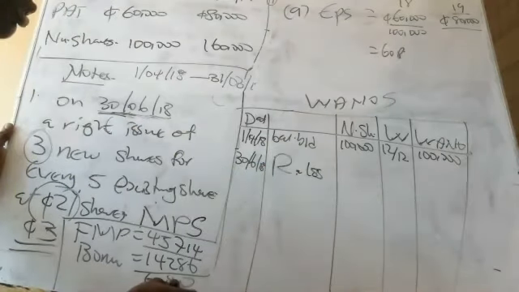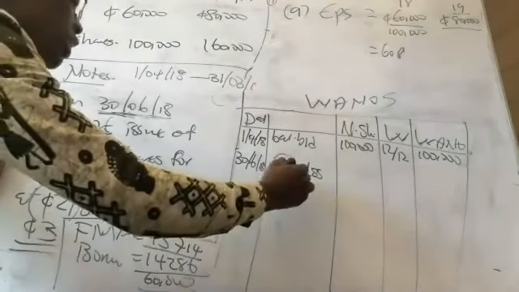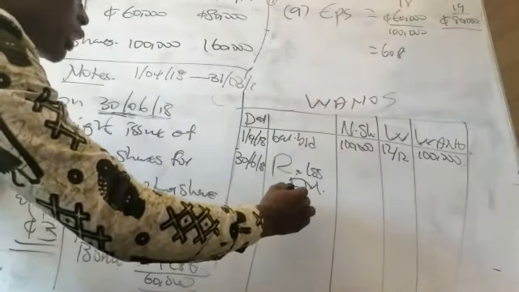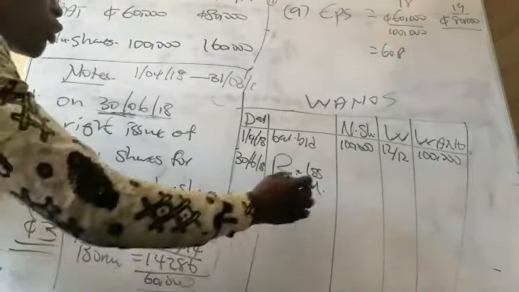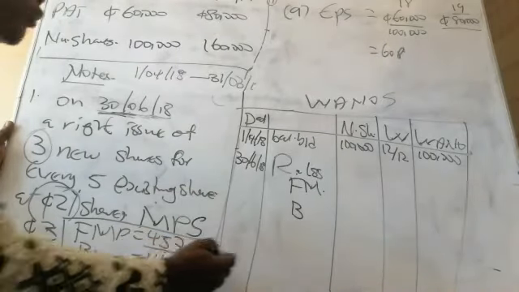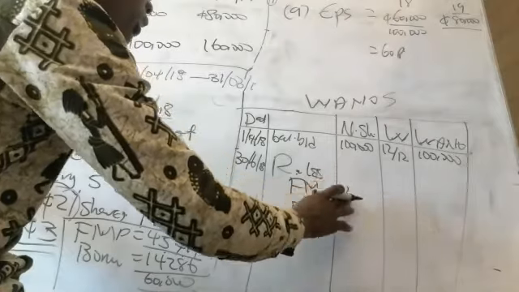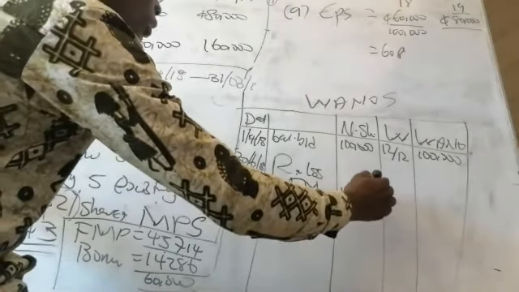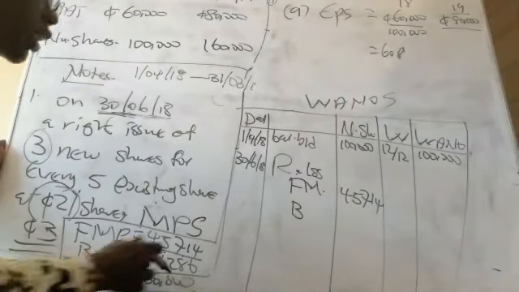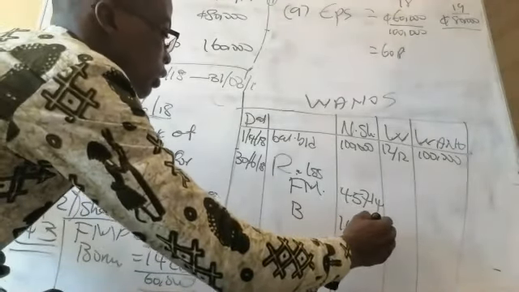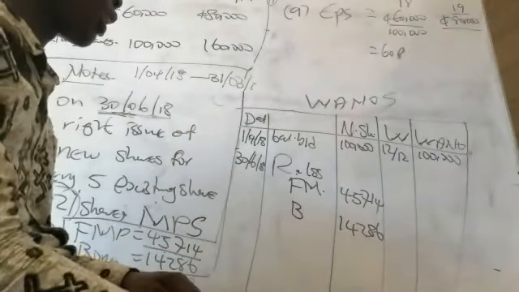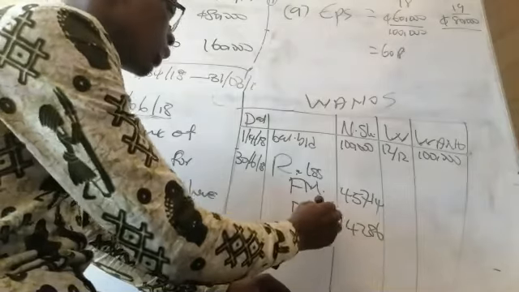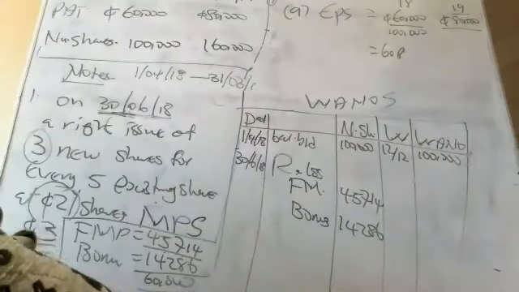But some part was at full market price. So let's bring the full market price here, and let's bring the bonus down. The proportion that came in at full market price, we said it was 45,714, and the bonus element is 14,286. As usual, we don't weight the bonus. So what you do is weight the one at full market price.